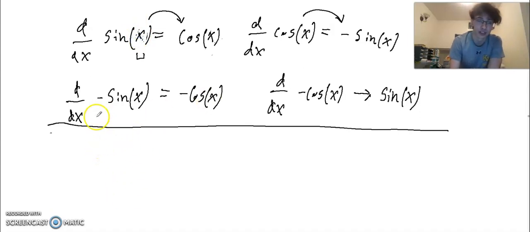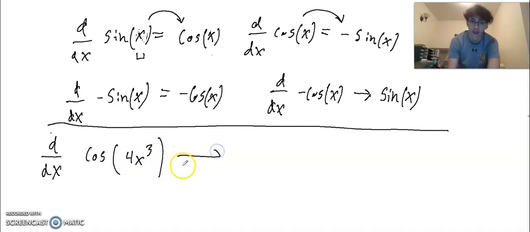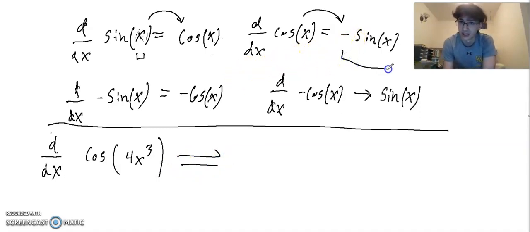Alright, let's do the derivative of cosine of 4x cubed. So again, we memorize that it's just negative sine of x, and our x in this case would just be 4x cubed.